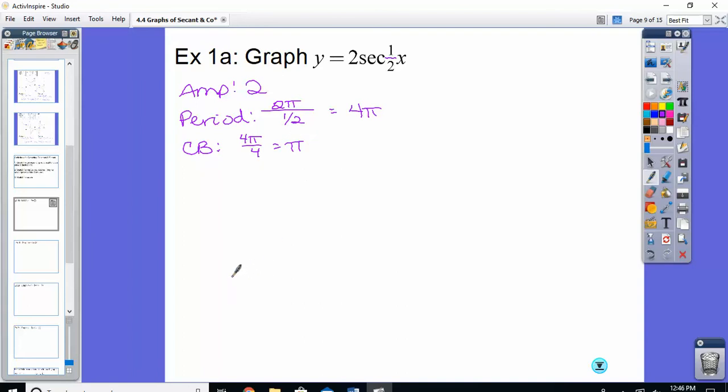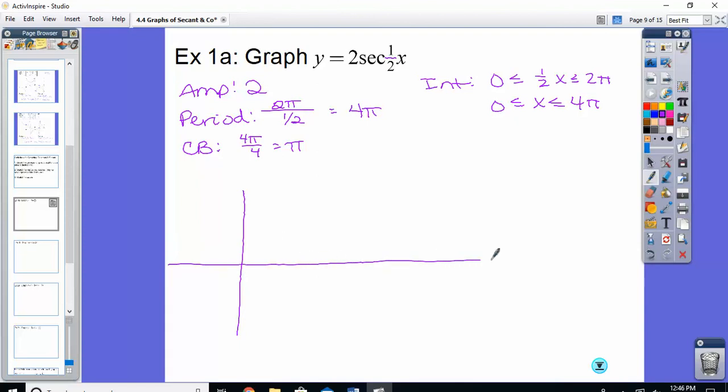Do I need to do an interval in this one? You wouldn't have to. If you want to, you can anytime. Secant and cosecant, just like sine and cosine, we just set them up between 0 and 2 pi. So you multiply by 2, so we see we're going to start at 0 and end at 4 pi for this one. Okay. So first point is at 0, adding pi every time.